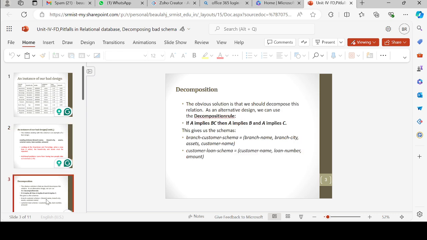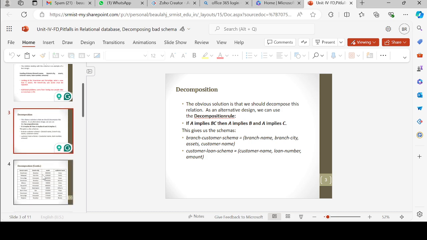So what are we going to do? We are going for decomposition. The obvious solution is that we should decompose this relation. As an alternative design, we have a decomposition rule: if A implies B and C, then A implies B and A implies C. This gives us a schema. Branch customer schema is equal to branch name, branch city, assets, customer name, and the other schema, customer loan schema, is equal to customer name, loan number and amount. This is how we can decompose.